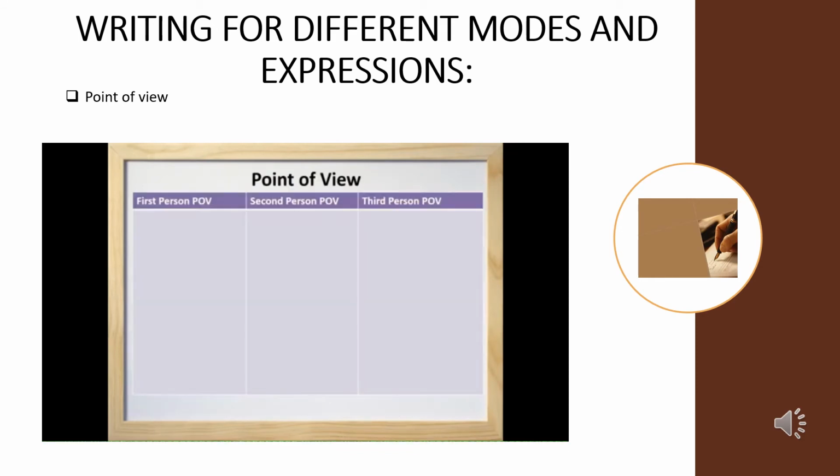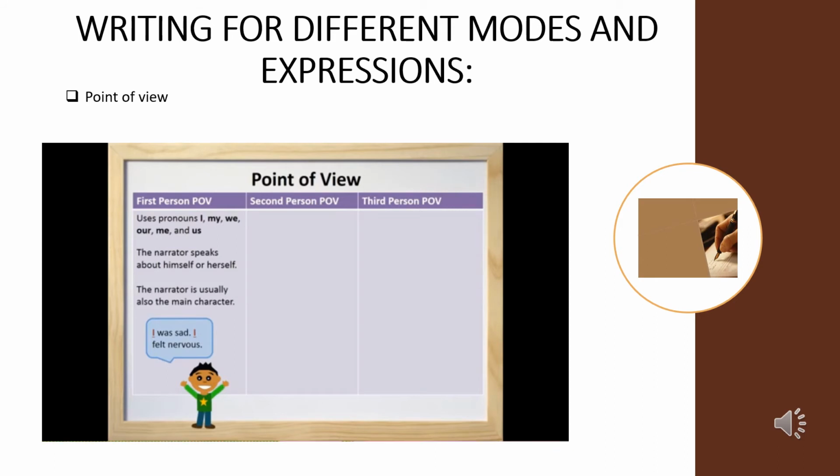So let's put what we've learned into a table. First person point of view uses pronouns I, my, we, our, me, and us. For example, I was sad. I felt nervous. The narrator speaks about himself or herself. This means that the narrator is usually also the main character of the story. In second person point of view, the narrator uses pronouns you and your. For example, you were sad. You felt nervous. The narrator speaks directly to the reader. Remember that second person point of view is rarely used in stories.